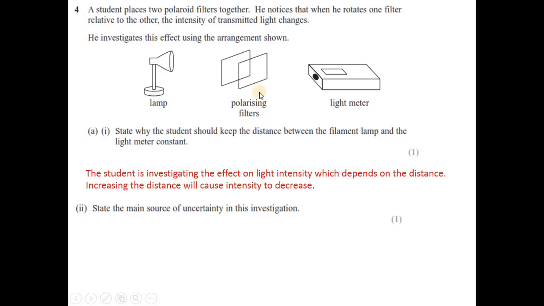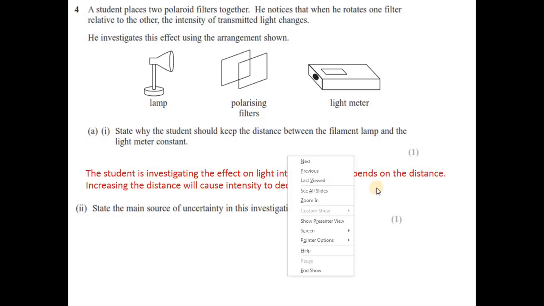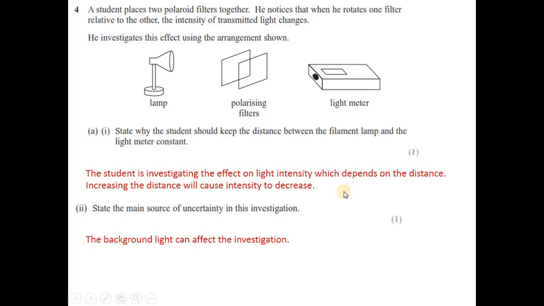State the main source of uncertainty in this investigation. Whenever any investigation or experiment involves measurement of light, we should do this experiment in as dark a place as we can. So the surrounding light or the background light can affect our investigation. So we can say that the main source of uncertainty is the light present in the surroundings or in the background.